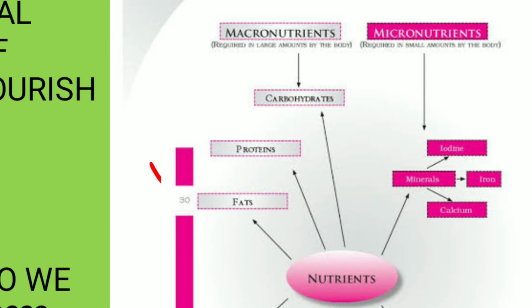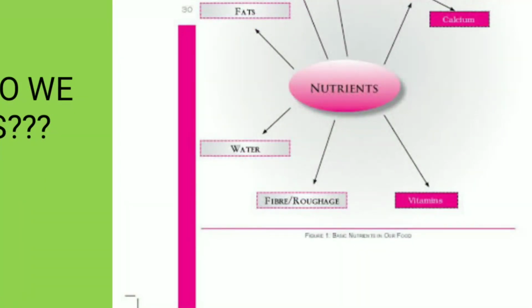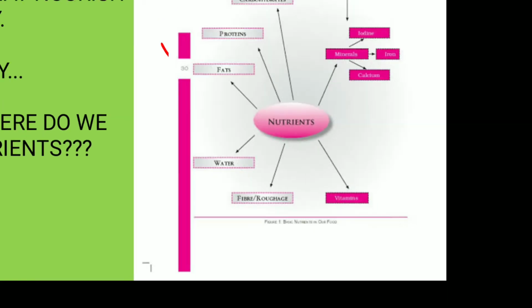And if you see the other parts of nutrition, you can see water. This is not a nutrient directly, but water is a basic need to maintain homeostasis, or you can say to maintain all the biochemical reactions inside our body. Besides that, we also have roughage or fiber, which plays a very important role in our bowel movement. Okay, so this is all about nutrients.